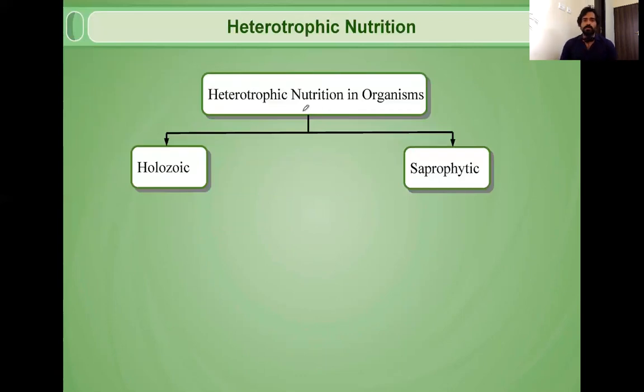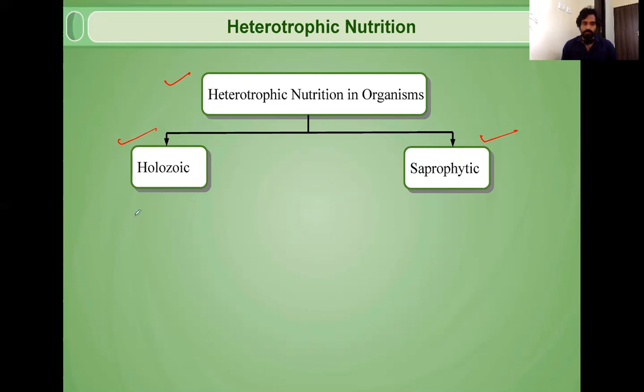Okay, so obviously we animals have heterotrophic nutrition, means we depend mostly on plants or other animals. We can categorize heterotrophic nutrition in organisms into two types: holozoic and saprophytes. Saprophytes we have talked about even in plants. We'll talk about saprophytes here also.